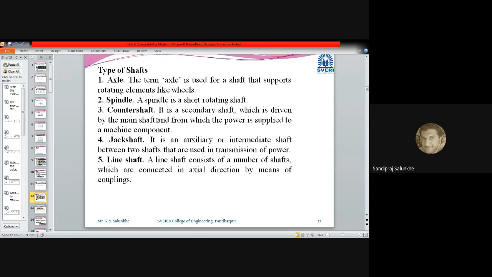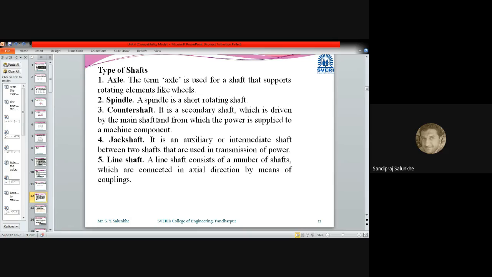Second is the spindle. You have heard this word in the case of a lathe machine. When we see a shaft as a short rotating shaft, with a very short length, at that time we call it a spindle. Then the counter shaft. The main shaft is there, and in support of that main shaft, if we use another shaft, that other shaft is known as a counter shaft.